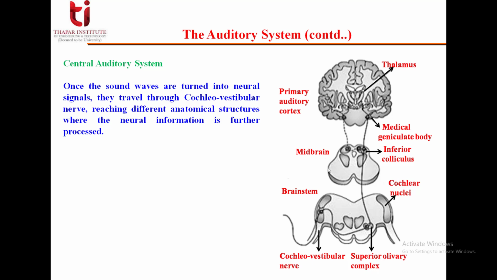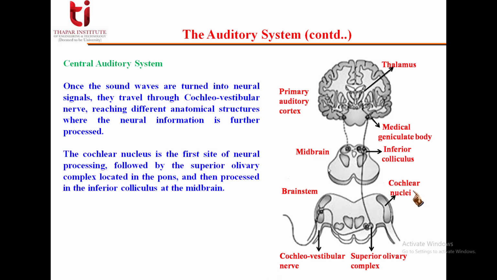Once the sound waves are turned into neural signals, they travel through the cochleovestibular nerve, which is a combination of two nerves. We have seen the auditory nerve and vestibular nerve. So it makes the cochleovestibular nerve, and after reaching there, it further reaches different anatomical structures where the neural information is further processed.